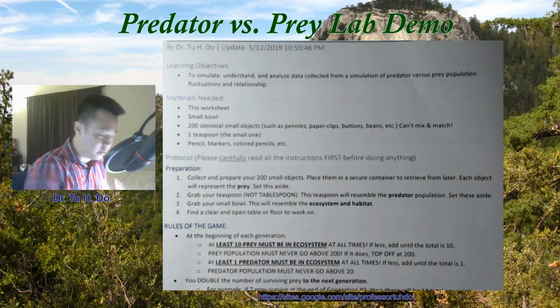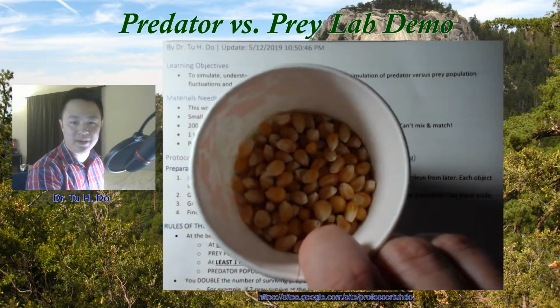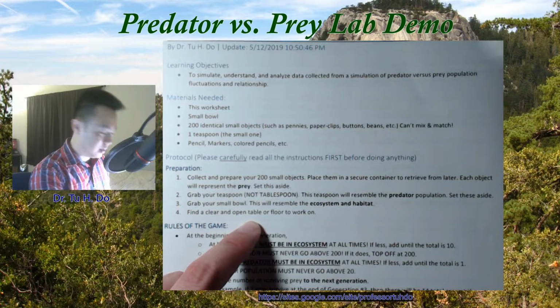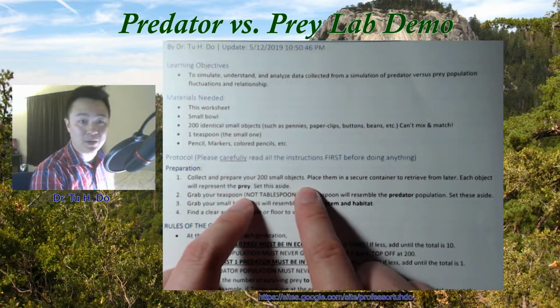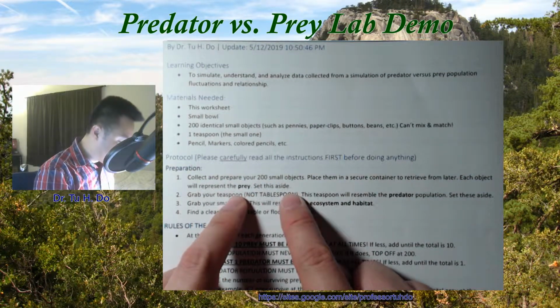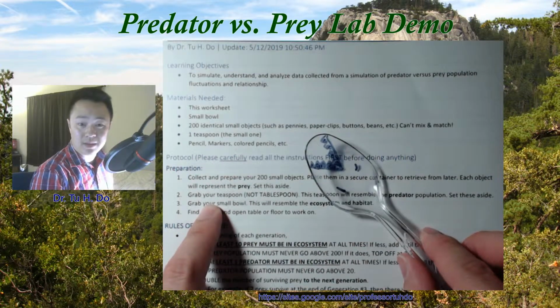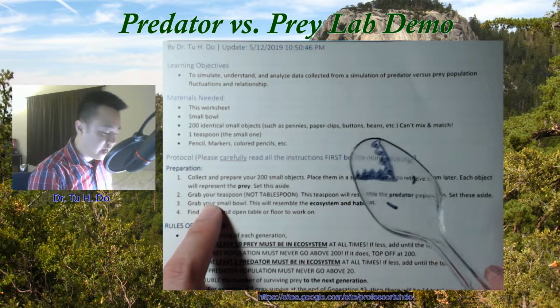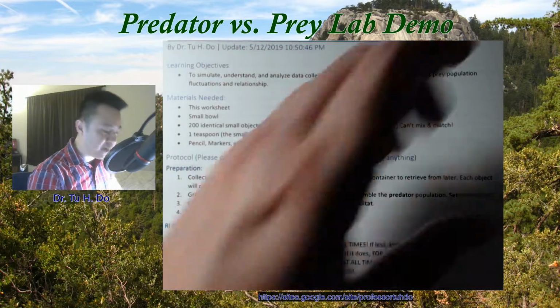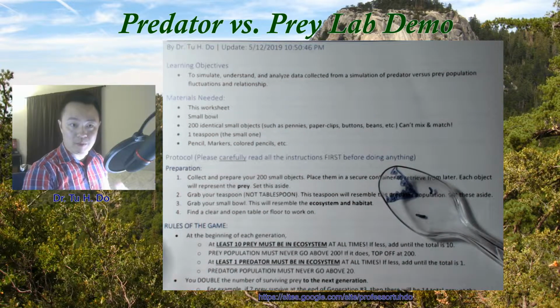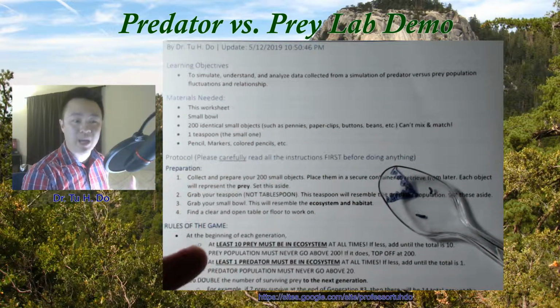You don't want these things to be all over the place on your table. I have mine in this nice cup. Obviously I have more than 200 in here, and that's fine, but you don't want any less than 200. This will be the prey. You need your teaspoon. This will represent the predator. Again, I chose a teaspoon in this lab because the prey is very small. If you're using something like buttons or something much bigger, you might want to opt for a tablespoon.